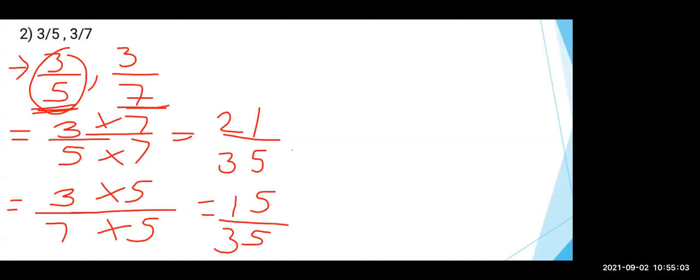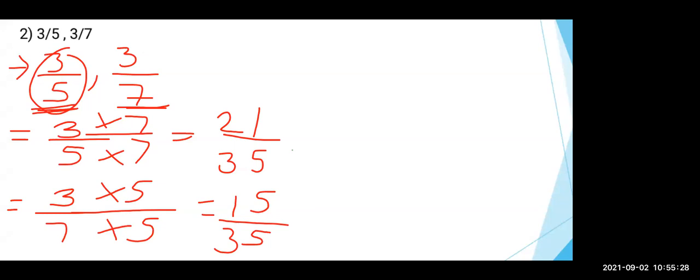How you are going to cross multiply? The first fraction, that is 3/5 को second fraction के denominator से multiply करना है और second fraction को first fraction के denominator से multiply करना है. Now what you get? You get 21/35 and 15/35. Now here our fractions become like.